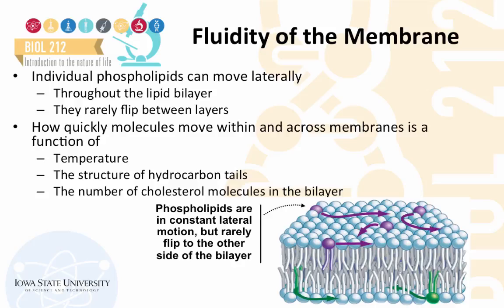In addition to being highly selective of what substances they allow to pass through them, membranes are also fluid structures. The individual phospholipids within membranes can move laterally throughout the lipid bilayer. These phospholipids can also flip between the layers, but they do that very rarely. The speed at which these molecules move within and across membranes also depends upon the temperature, the structure of the hydrocarbon tails, and the number of cholesterol molecules in the bilayer.